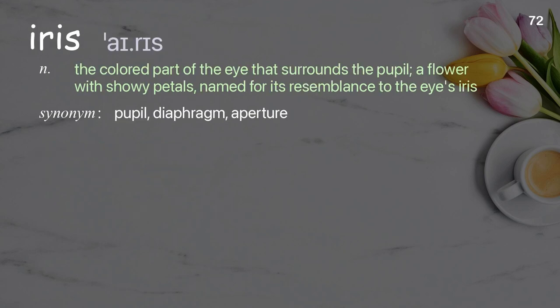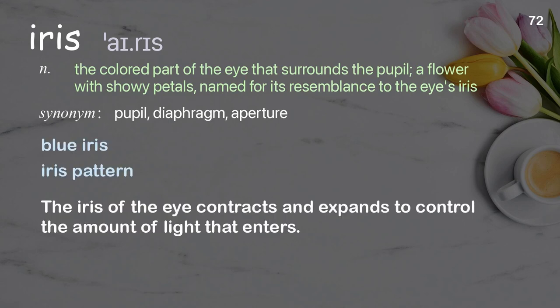Iris: the colored part of the eye that surrounds the pupil, a flower with showy petals, named for its resemblance to the eye's iris. Examples: blue iris, iris pattern. The iris of the eye contracts and expands to control the amount of light that enters.